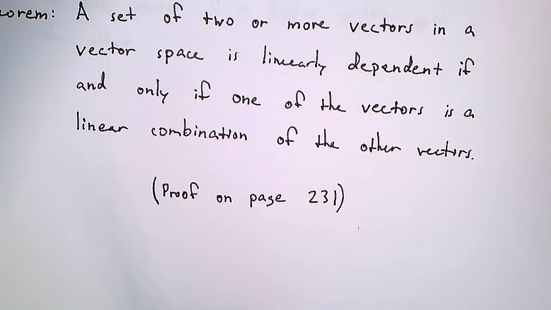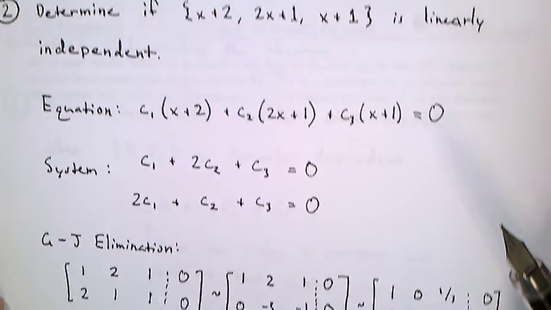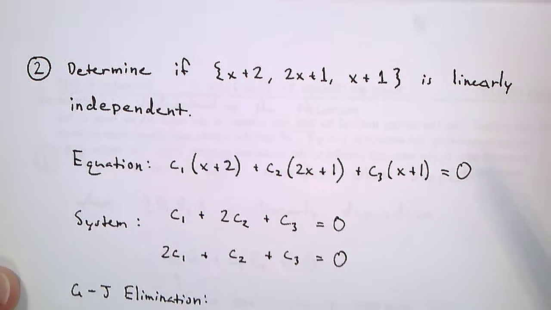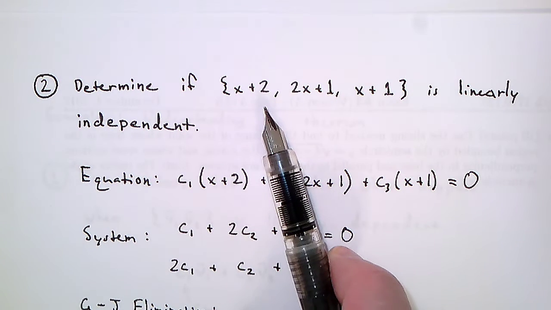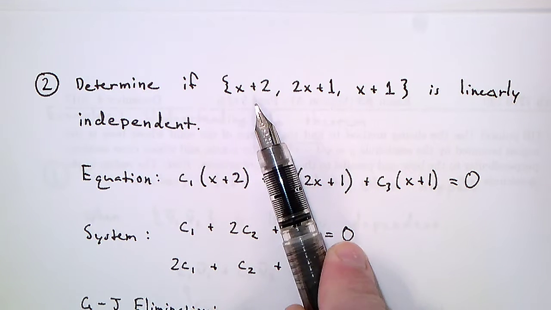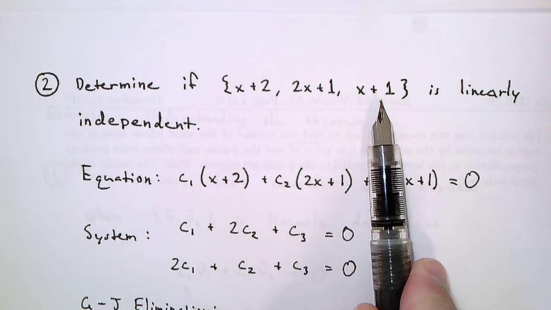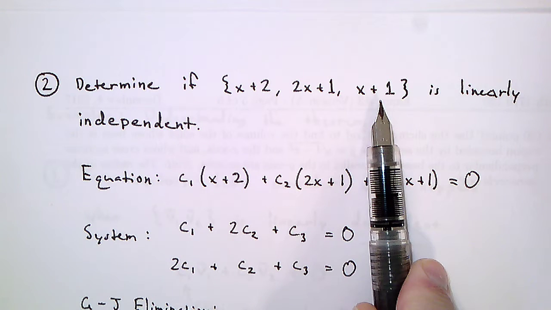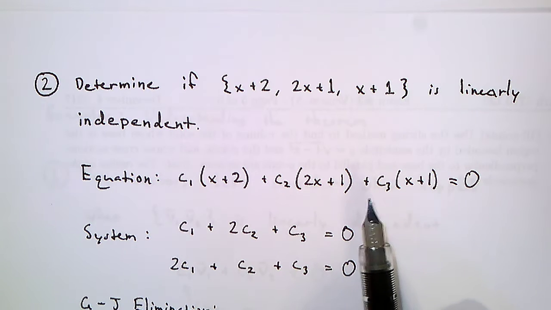Let's do one more example, just using this definition. I want to determine if this set of three vectors is linearly independent. So what I've done is I've taken the two vectors from the previous example, and I've thrown in an extra one, x plus 1. And the process is almost identical.